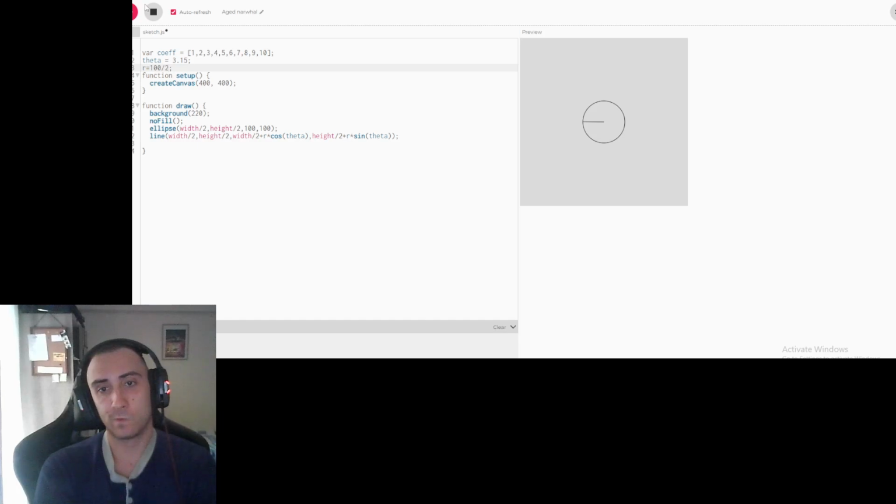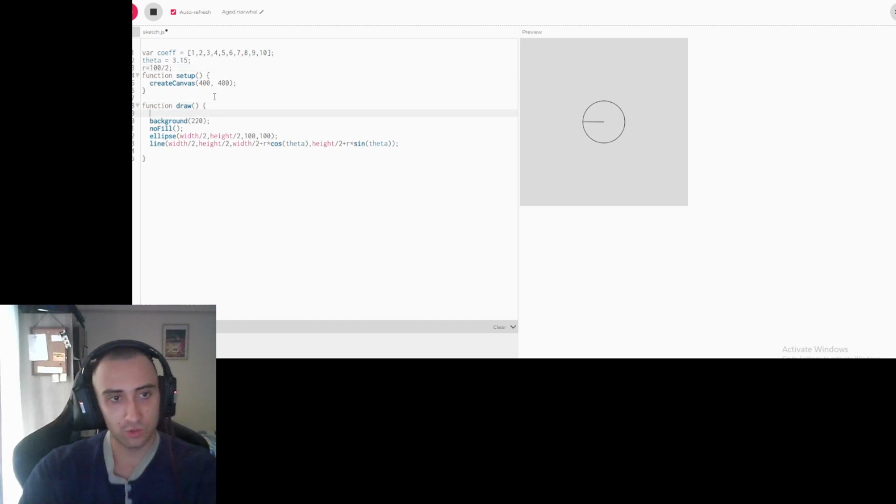And now, okay. So I would like theta to change over time. So let's do theta plus equals 0.1. So we are doing it. Nice. What we are doing is we're basically making this spin, and let's do 0.05 because we want it a bit slower.